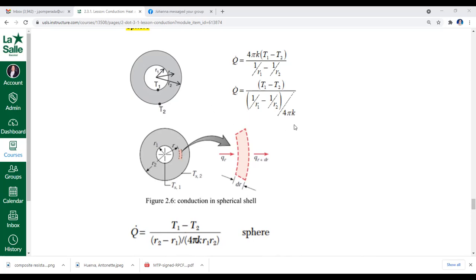Yes, Miss. In the cylinder, Miss, we had a breakdown of the different formulas. Like for the log mean area, there is a formula, and for resistivity, there is also a formula. But here, Miss, what was given is straightforward. So you want it to be shown in terms of the actual area through which your heat is going to pass.